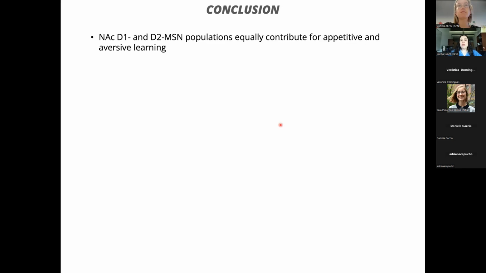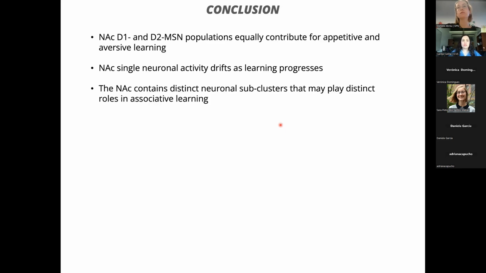say that we have been able so far to show that D1 and D2 populations equally contribute to positive, appetitive and aversive learning. This went a little bit against the classical studies, but it is in line with the data that is now coming out, mainly with calcium imaging analysis. We also showed, interestingly, that at the single cell level, we see a drift in activity of neurons across the learning process. And we also showed that the nucleus accumbens contains distinct neuronal subclusters that may or may not differentially contribute to associative learning.